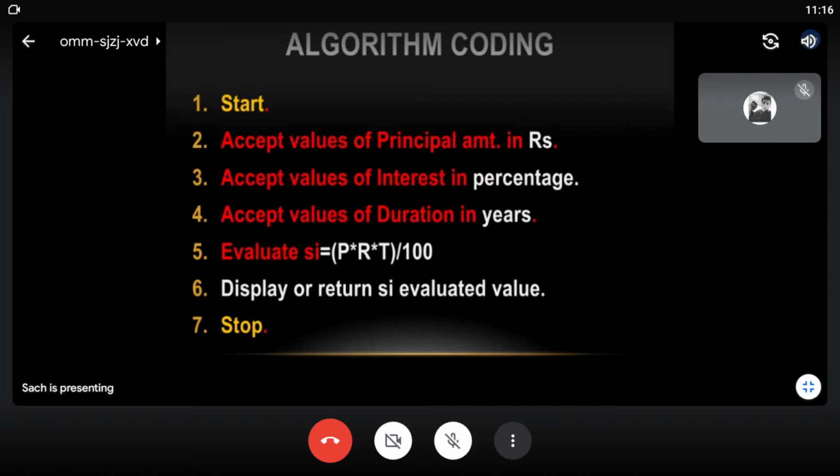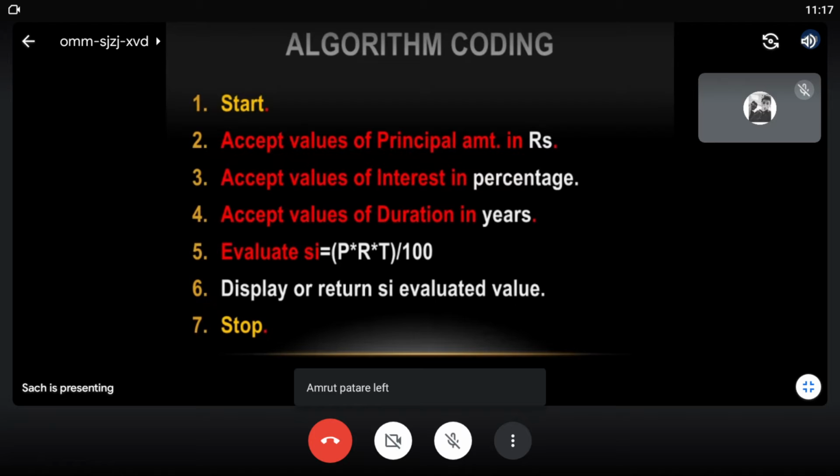So we can see that the algorithm gives us a clear view about the units of the inputs. This information is very important for getting inputs. I could have just written accept P, R and T. That would be confusing. Then last one is accept duration in years. So it is clearly mentioned that we have to write the years as either 1.2 years, 2 years, 3 years and so on.